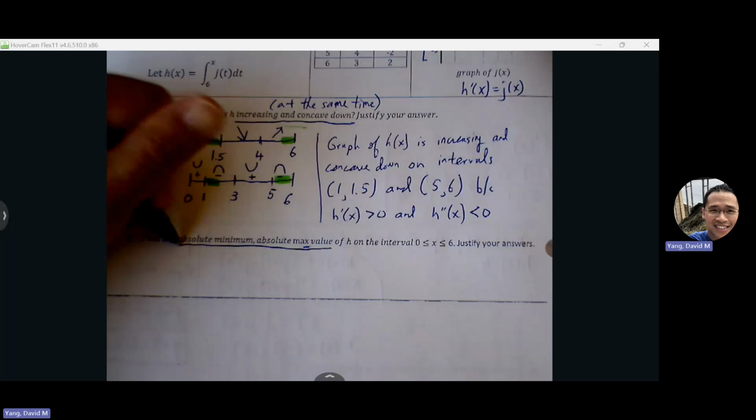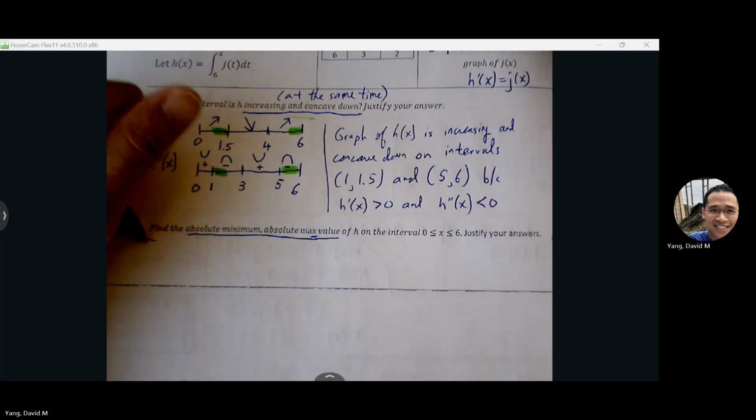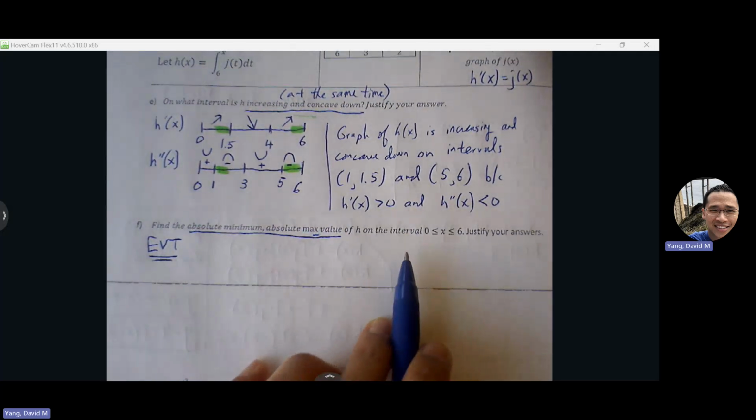Okay, next up, find the absolute max, absolute min. What does this remind us of? We're going to involve what? Yeah, EVT, extreme value theorem. So that means we want to test endpoints and critical points.